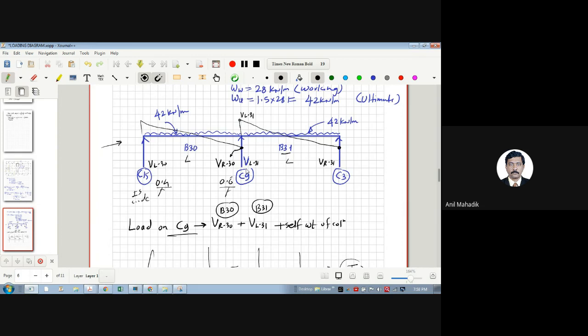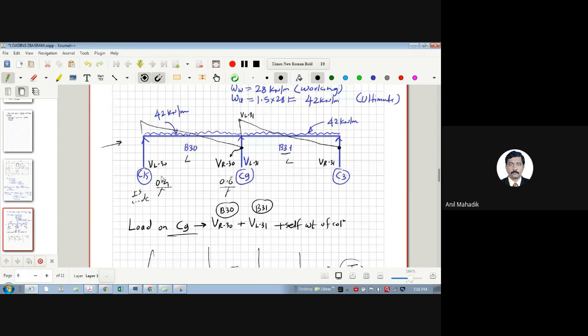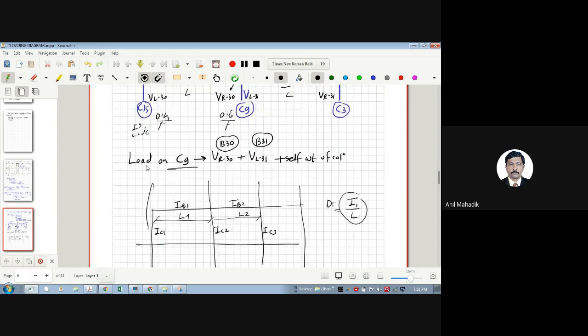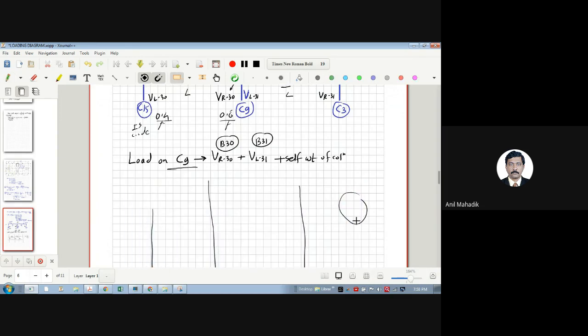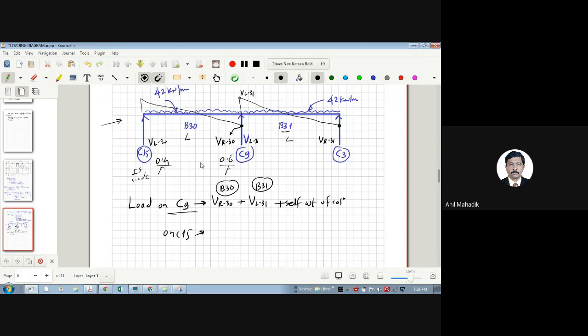Now this is your loading diagram, and how to calculate the load on C9 is this. How will we calculate the load on C15? Load on C15 is shear, only the shear of B30. So the shear of B30 will be in this, which is VL30, plus the self weight of the column.